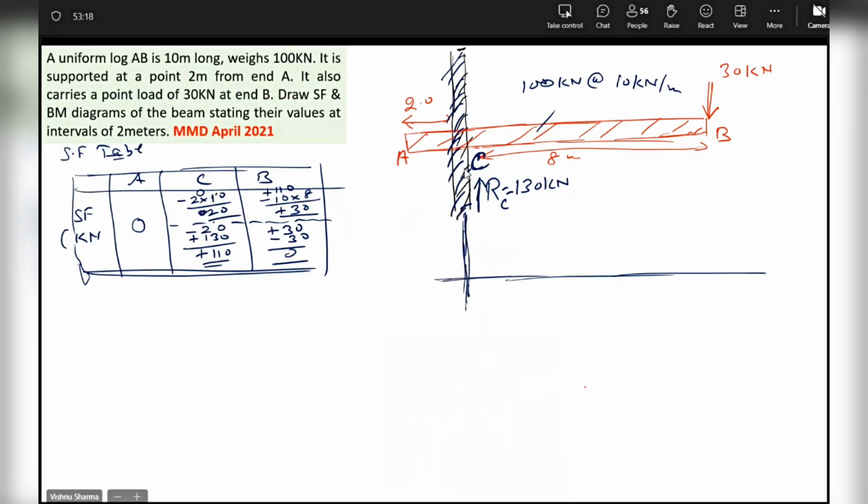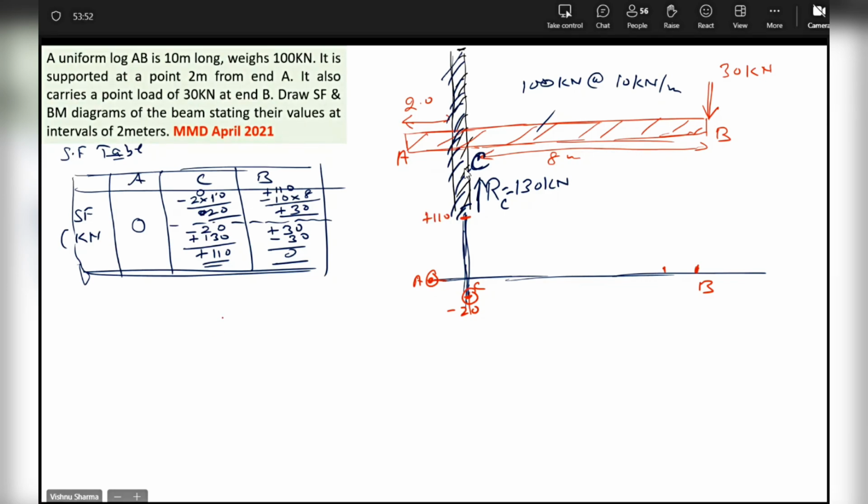Okay. Here is A, here is C, and here is B. See, what have I done? I've taken the axis in line with the support. This represents SF now. At A, it is 0. At C, it is minus 20. And at B, first, then it goes to plus 110.